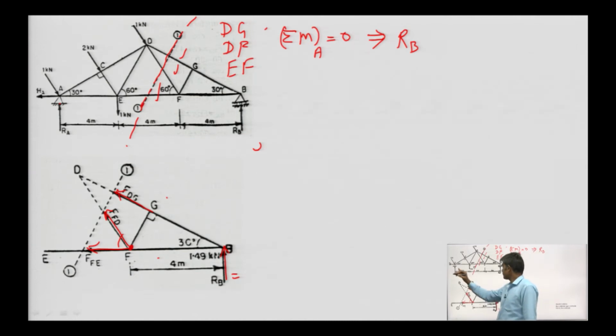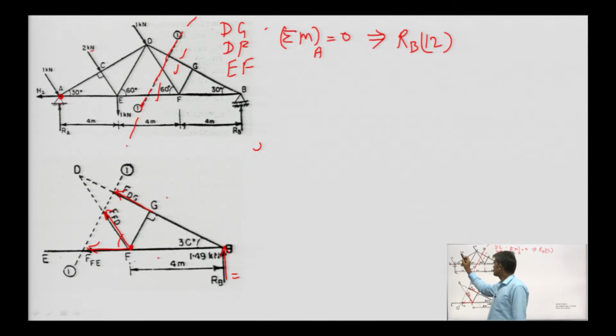perpendicular distance, since we are taking the moment at this point. The perpendicular distance will be 4, means 12, into 12. And the direction of the moment at this point is anti-clockwise, taking anti-clockwise as positive. Then for the other forces, 1 kilonewton is acting at point A, so the perpendicular distance is 0, and there is no need to write it.